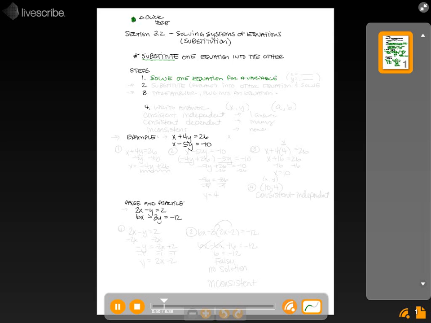But you pick one equation and you solve for a variable, which means you want to get it so that it's like x equals something or y equals something, with everything else on one side of the equal sign. Step 2, we're going to substitute, or replace. That's another way of thinking about it. We're going to replace whatever variable we solved for with the equation. So we're going to substitute into the other equation.